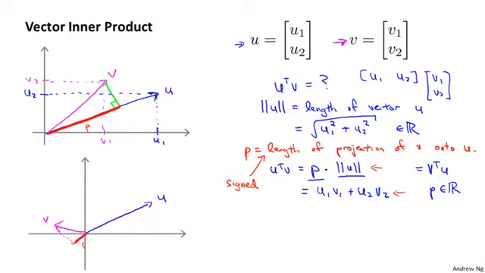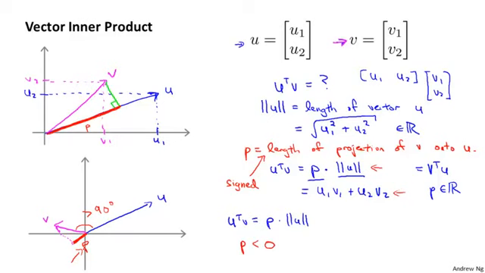In this case, I will still have that u transpose v is equal to p times the norm of u, except that in this example, p will be negative. So in inner products, if the angle between u and v is less than 90 degrees, then p is the positive length of that red line. Whereas if this angle here is greater than 90 degrees, then p will be the negative of the length of that little line segment over there. And so the inner product between two vectors can also be negative if the angle between them is greater than 90 degrees. So that's how vector inner products work.